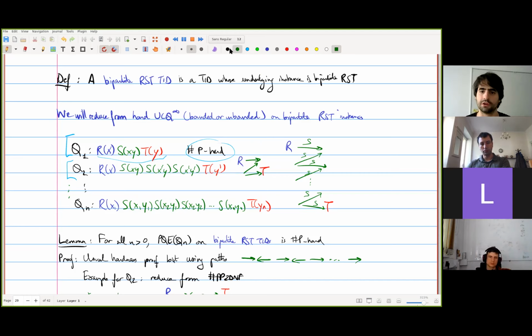And this is just because when you take the hardness proof, remember x1, x2, y1, y2, and you had a PP2 DNF formula, we've seen how to code it by saying I have these facts R, T, and these S facts. Like this was the usual coding.